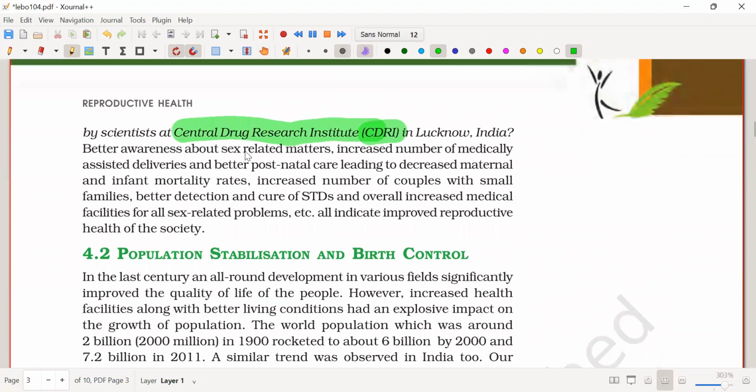Better awareness about sex-related matters, increased number of medically assisted deliveries, and better postnatal care leading to decreased maternal and infant mortality rates, increased number of couples with small families, better detection and cure of STDs, and overall increased medical facilities for all sex-related problems, etc., all indicate improved reproductive health of the society.